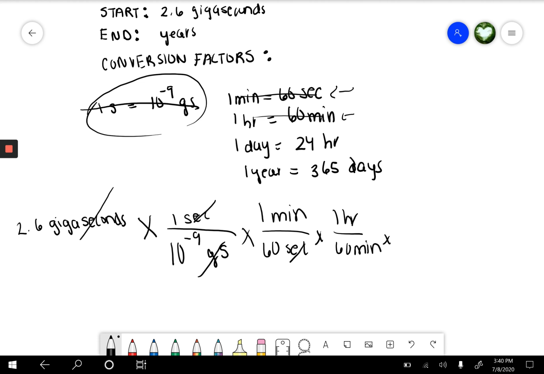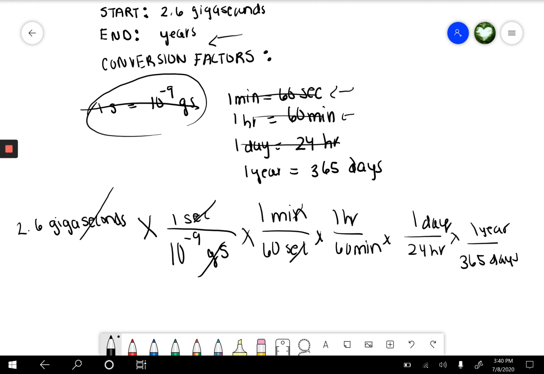We're going to try and get rid of the hours, so let's use our other conversion factors. We said 24 hours is equal to 1 day, so we're done with this one. And our last conversion factor, which is going to get us to our end point, years, is 1 year is equal to 365 days.